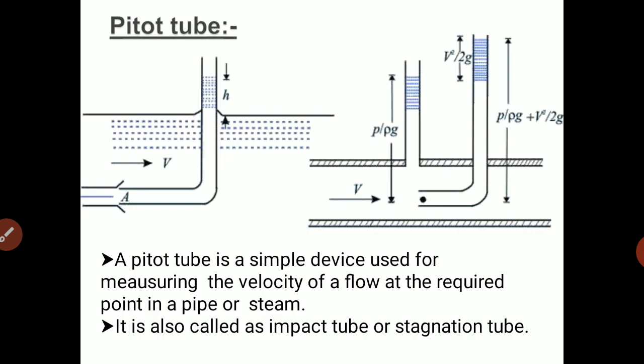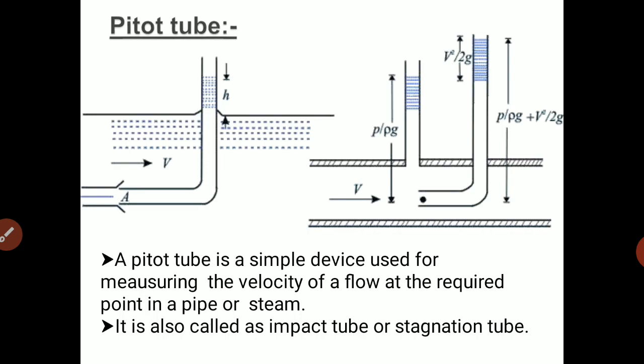The next device is the pitot tube, and the pitot tube is used for measuring the velocity of flow. Just remember, by using the venturi meter and orifice meter we can calculate discharge, and by using the pitot tube we can measure velocity. The pitot tube is for measuring velocity, just remember this very carefully.